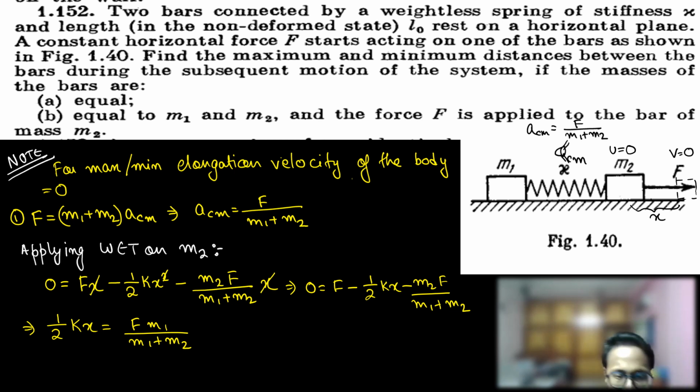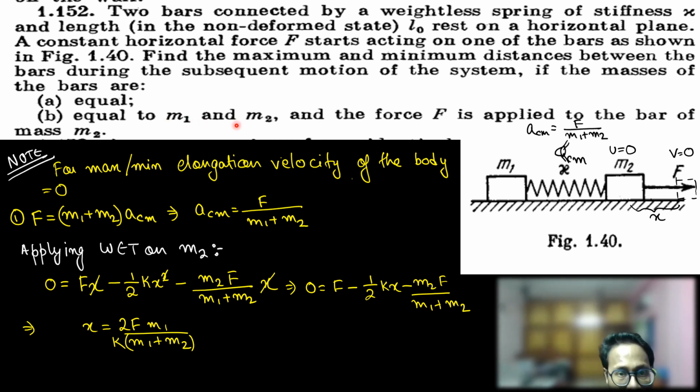Just take the LCM and tell me. These two will go to the right hand side to become 2, and this k would come downward. So the maximum elongation of the spring is equal to 2 into F into m1 divided by k into m1 plus m2. Now see, this is the second part of the question.